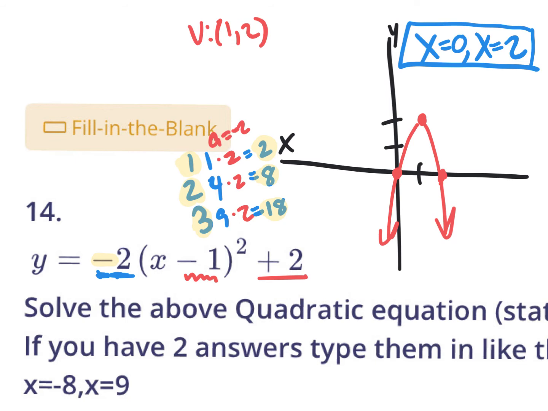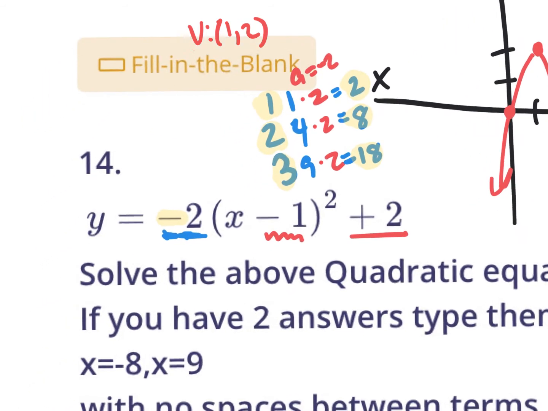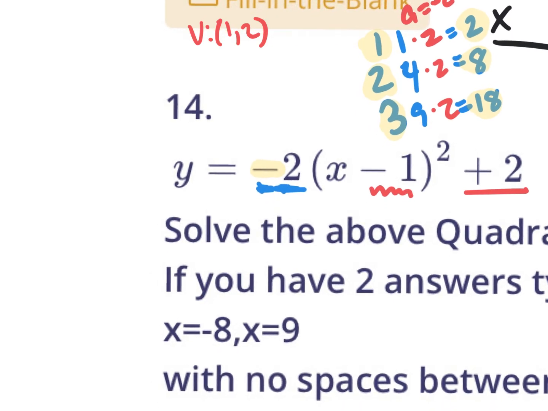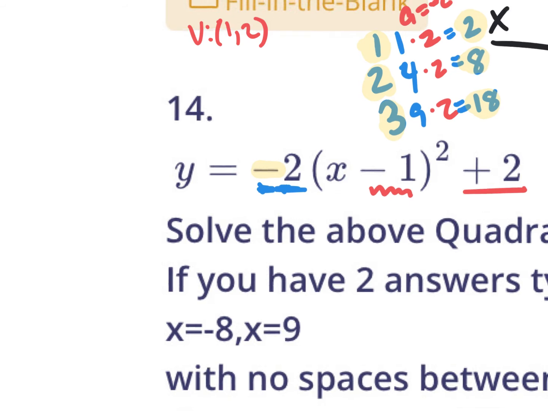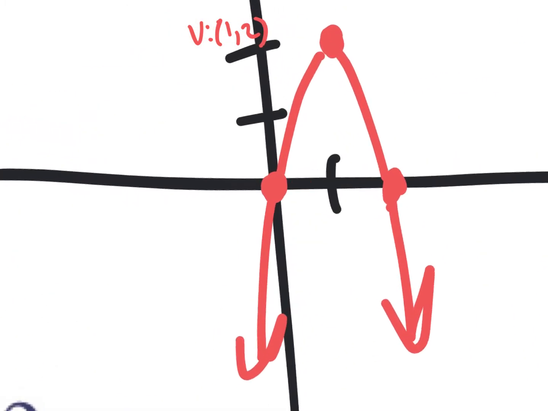Now, are there other methods of doing it? Yeah, you could solve this algebraically. Like if I told you find the x-intercepts, because that's what I'm asking for right here, you could do it algebraically and set this equal to 0. And you could solve. How do you do that? You'd have to subtract 2, you get a negative 2 over here. Divide by negative 2, divide by negative 2, you get a positive 1 over here. Square root, right? And then add 1. There's a lot of math to do, but you could still get to those same exact answers of 0 and 2.